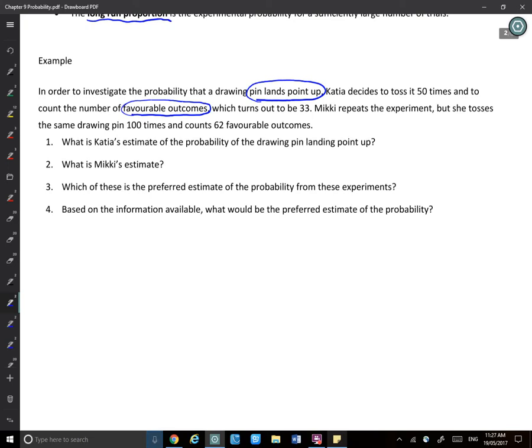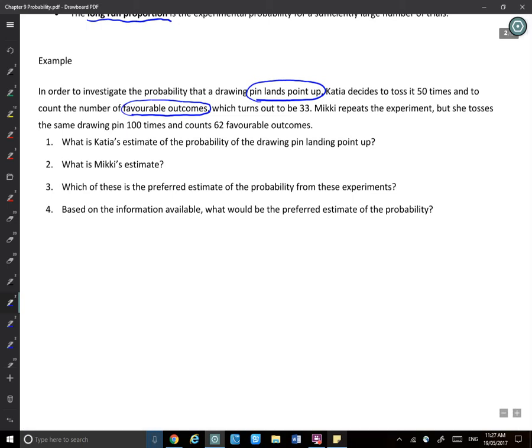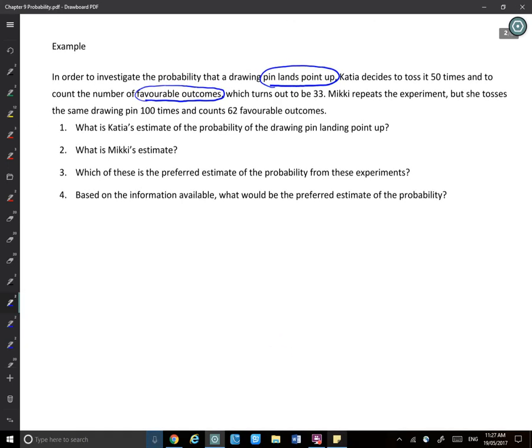So that's my favorable outcomes, which turns out to be 33. I throw it 50 times, and 33 times the pin lands up. Mickey repeats the experiment, but she tossed the same pins 100 times and counts 62 favorable outcomes. So 62 times the pin is up.